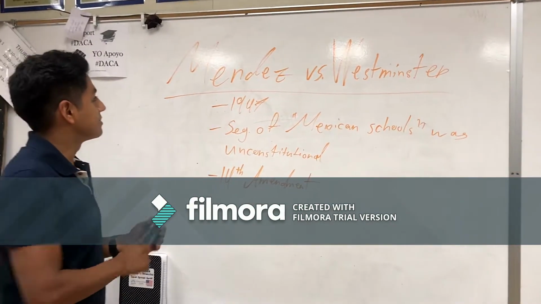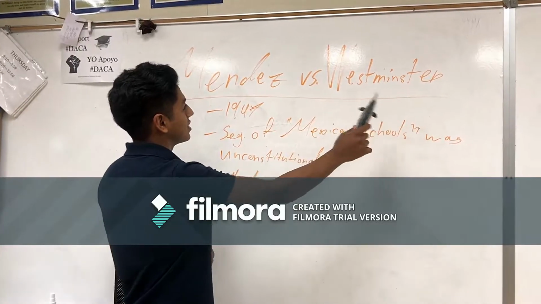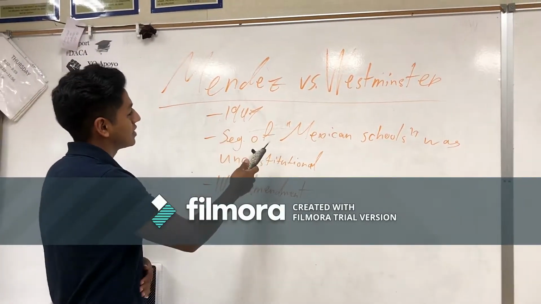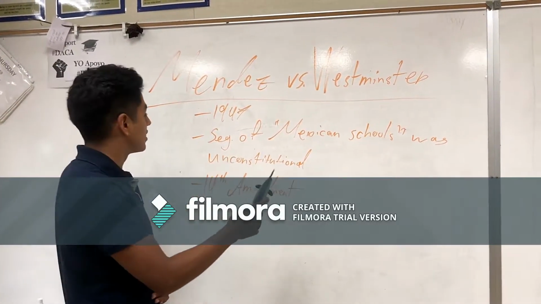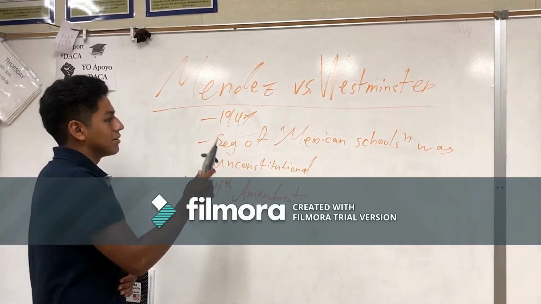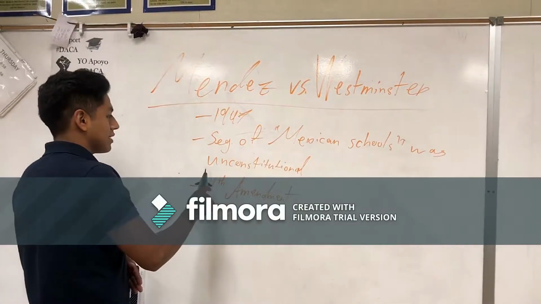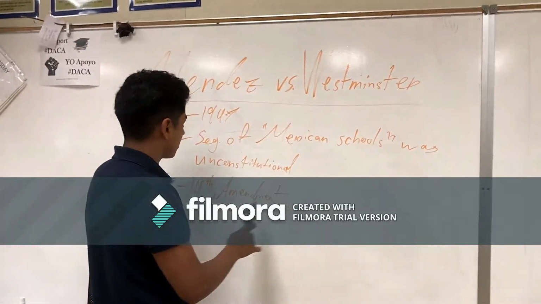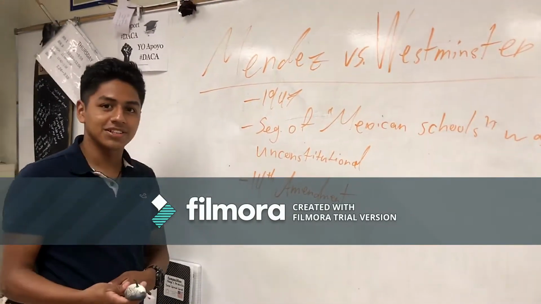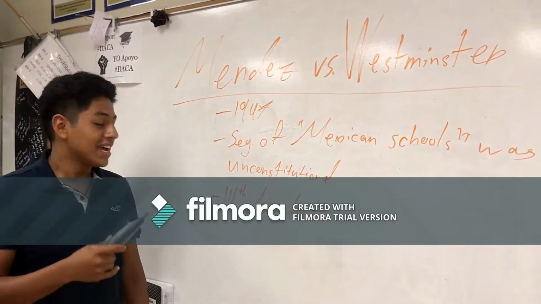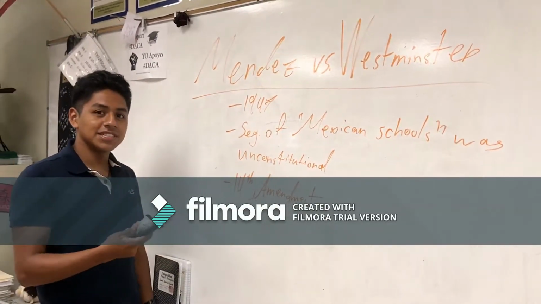The third case was Mendez versus Westminster and was heard in 1947 in Orange County, California. And it was solely about Mexican segregation and Mexican schools, which was found unconstitutional under the 14th Amendment because of the Equal Protection Clause, which then made California the first state to desegregate its schools.